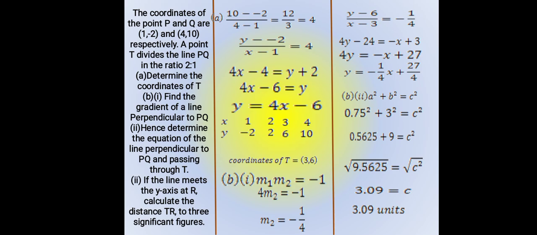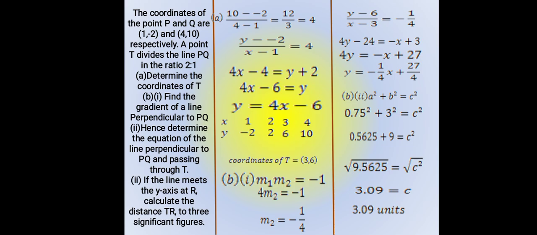Now, given 2 points on a line, P and Q, we are able to find the equation of the line. First of all, we find the gradient. We say change in y over change in x is the gradient. Our y is 10 minus negative 2, we get 12. Our x is 4 minus 1, we get 3. So our gradient is 12 over 3, which is equal to 4.